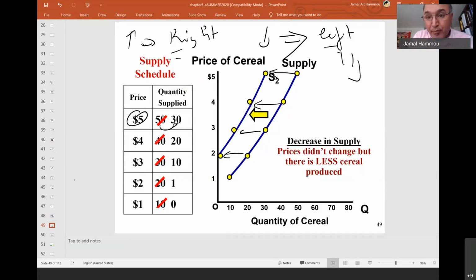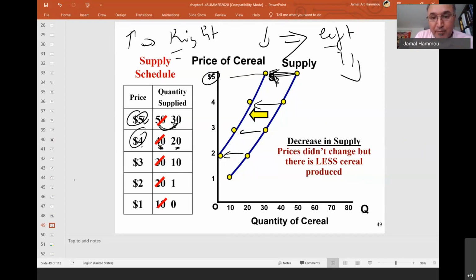Decrease means at every price, the company is producing less. So at the price of 5, the company decreased their production from 50 to 30. Why? I don't know, but what I'm sure of is that it's not because of the price. The price stayed the same, and we moved to the left. At 4, the company is willing and able to produce less, from 40 to 20. We moved to the left.